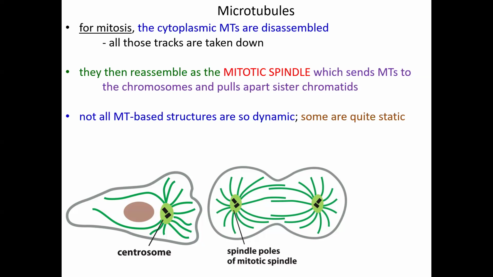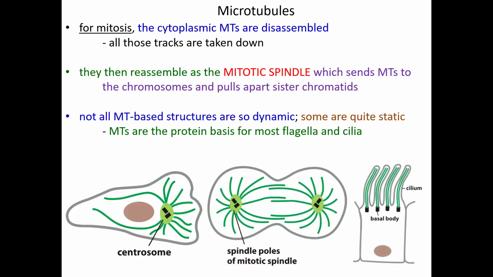Now, that's not true for all microtubule-based structures. Some microtubule-based structures are quite static. Examples of this would be flagella and cilia. These structures that are needed for cellular motion, like swimming organisms or gametes, male gametes in most animals, it's microtubules that are allowing that motion to occur. Microtubules make up flagella and cilia, and those microtubules don't get broken down for mitosis. But the microtubules that are all throughout the cell, connecting different parts of the cell, are very, very dynamic.